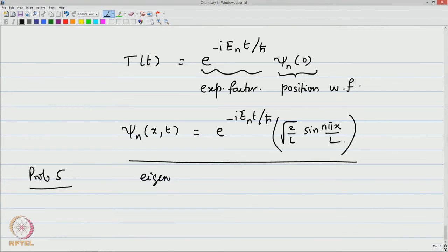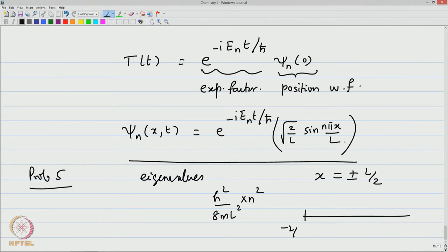Problem 5, eigenvalues for x equal to plus or minus L by 2. The eigenvalues are still h square by 8 m L square times n square, since the box width is from minus L by 2, this is 0, this is plus L by 2, the box width is L. That does not change. What about the eigenfunctions?